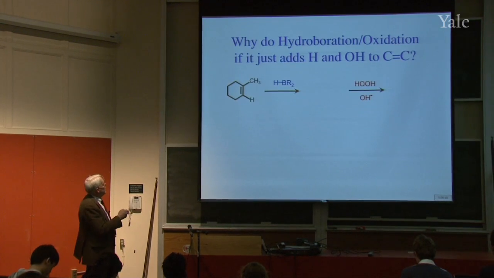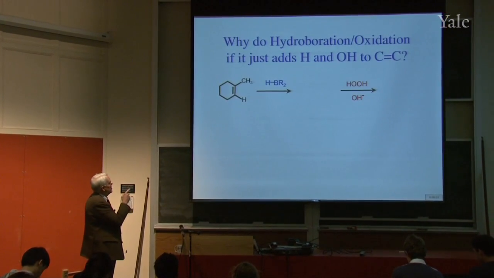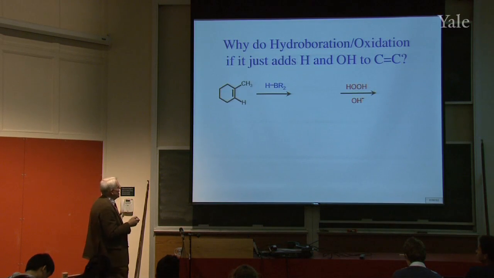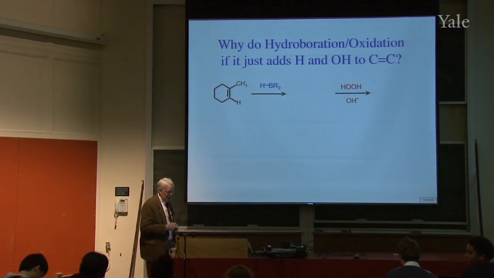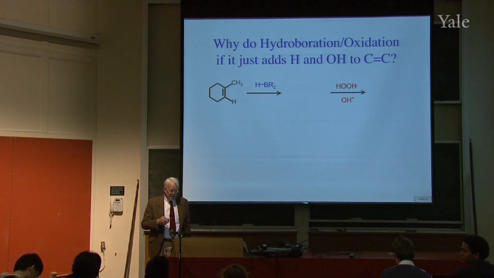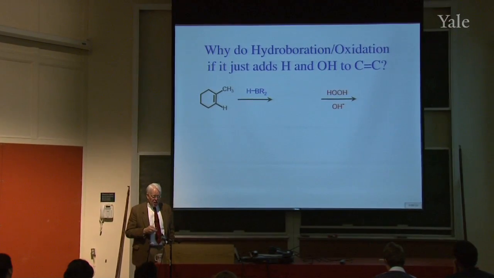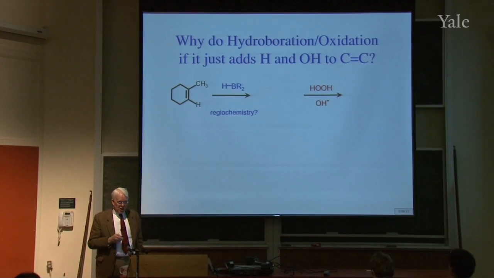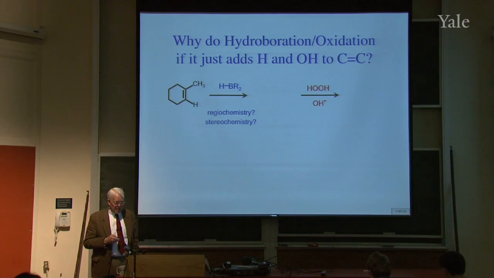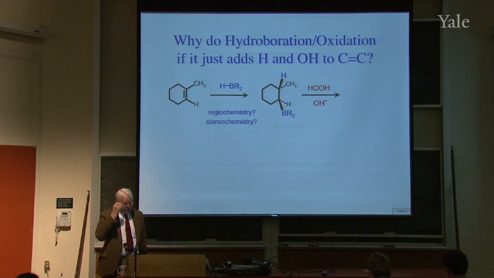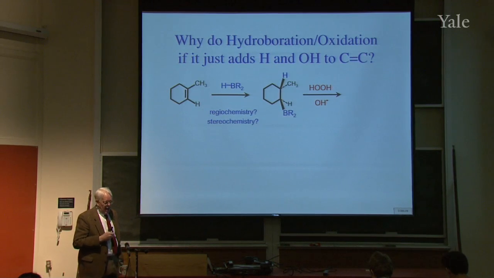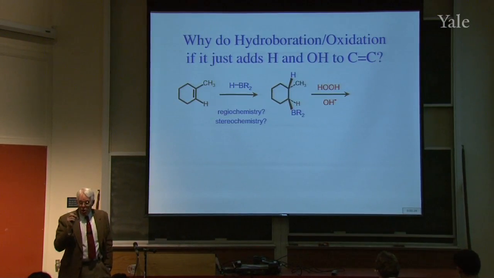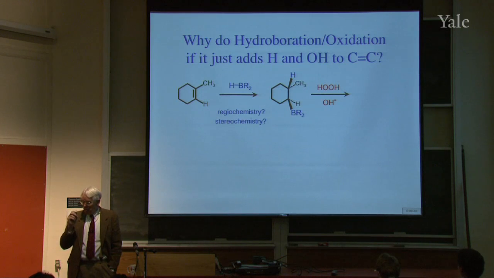Okay? So this is the question then that Sebastian has already answered. Why do this procedure if all it does is add H and OH to C double bond C? How about the regiochemistry? And how about the stereochemistry? So that initial addition adds Br. Br is now the low LUMO in that initial addition before the rearrangement.